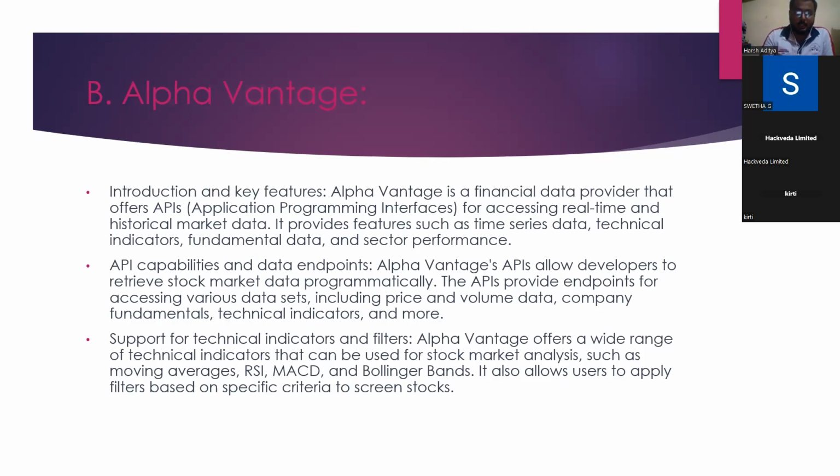Regarding API capabilities and data endpoints, the Alpha Vantage APIs allow developers to retrieve stock market data programmatically. The APIs provide endpoints for accessing various data sets, including price and volume data, company fundamentals, technical indicators, and more. Alpha Vantage offers a wide range of technical indicators that can be used for stock market analysis, such as moving averages, RSI, MACD, and Bollinger Bands. All these terms we will be discussing in the later part of the presentation. It also allows users to apply filters based on specific criteria to screen stocks.